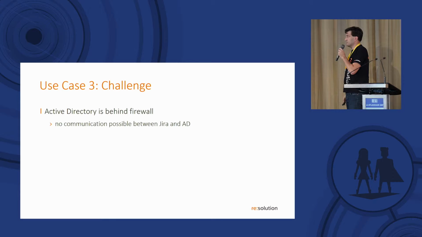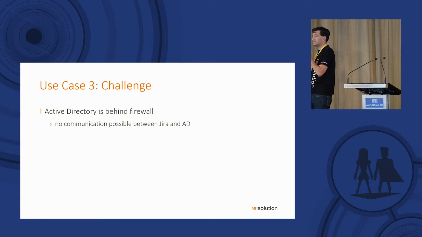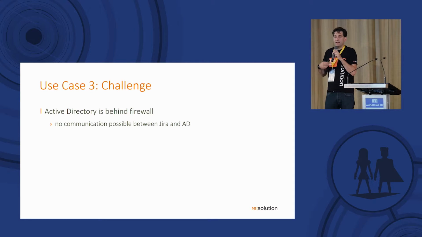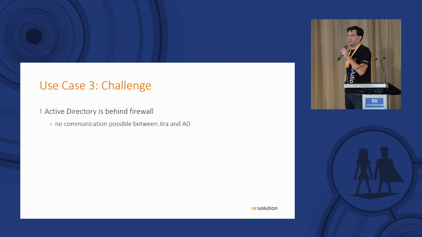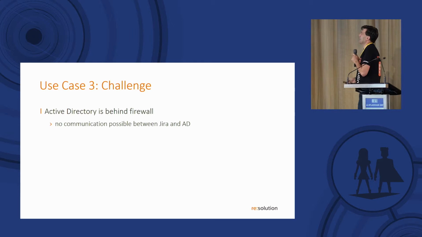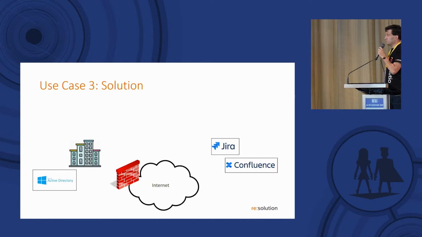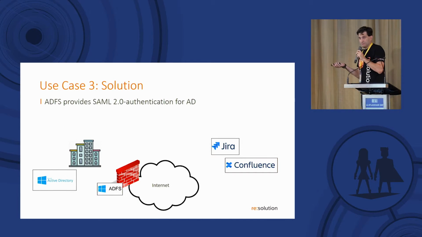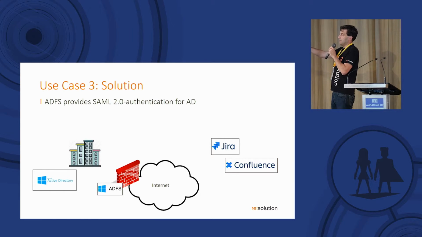And this can be quite challenging because your Active Directory is behind a firewall, so you cannot directly communicate between Jira and the Active Directory for security reasons, because the security guy in your company will maybe make you some trouble if you ask, can you open the firewall to the LDAP port so that we can synchronize users? They don't like it usually. So the solution in this case would be you bring in ADFS, which is an additional service on your Windows. This can be reachable from the outside or not. It depends on your situation.